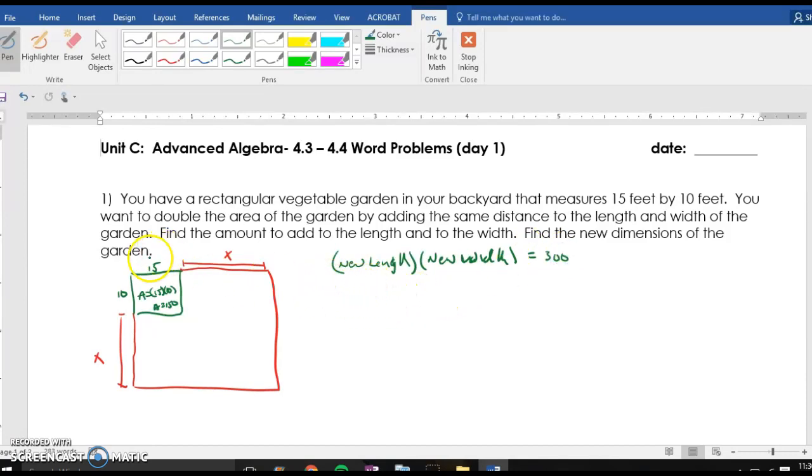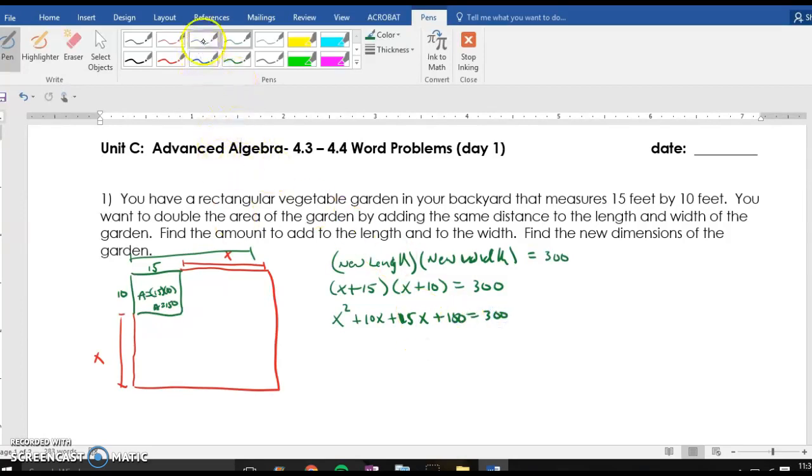Now the new length, what do we do with the 15 and x? We're going to add them, x plus 15. The new width, what are we going to do with these? You're going to add them, x plus 10. When we multiply that, we should get 300. Some of you might be able to logically figure this out. Some of us might have to solve the quadratic. So when I distribute here, I get x squared plus 10x plus 15x plus 150 equals 300.